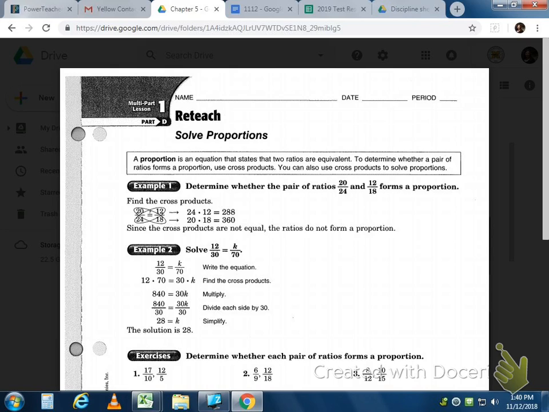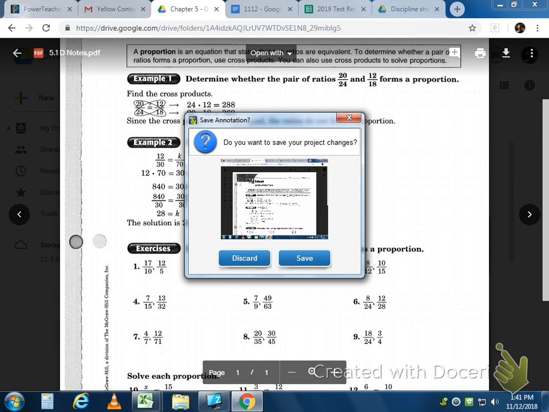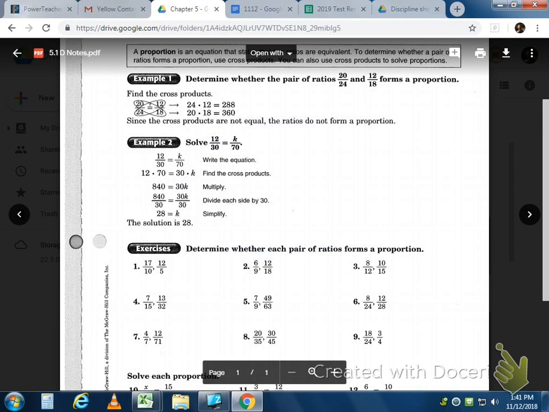So on this cross product, 20 times 18 is 360. 24 times 12 is 288. So this one would not be a proportion. So you're going to be doing the cross products, cross, cross. You're going to write what you're multiplying together. You're going to use your calculators to multiply, and if they come out to the same product, you're going to say yes, it is a proportion, and if they're not, you're going to say no. So we're going to go down to some problems like this and see if they are proportional before we talk about the actual solving.